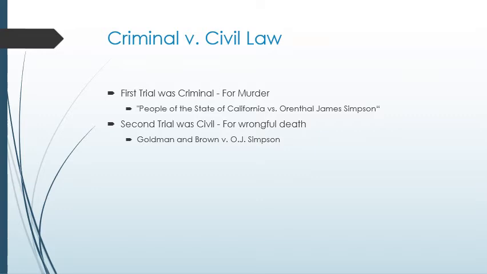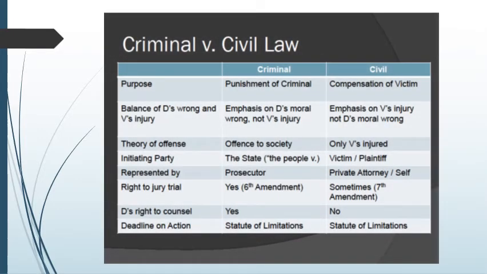Keeping this case in mind, let's go through some of the differences between criminal and civil law. This slide shows the first of two charts that discuss the differences. So let's talk about the purposes of criminal law and civil law. The purpose of criminal law is to punish the criminal, and in civil law, it is to compensate the victim. The balance of the defendant's wrong and the victim's injury: the emphasis in criminal law is the defendant's moral wrong, not the victim's injury. And the opposite is true in civil court.